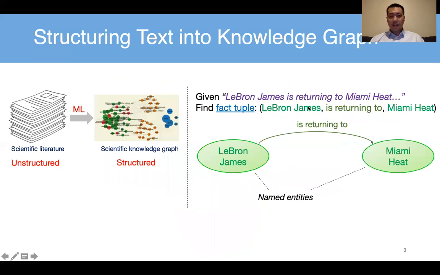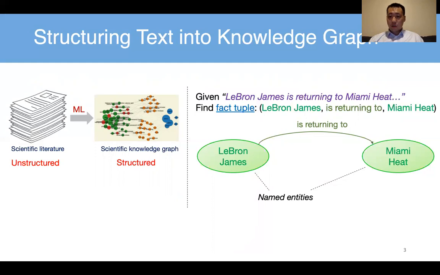so the goal here is to turn text data into knowledge graph. If we can use machine learning technologies to turn the unstructured scientific literature into scientific knowledge graph, we can do knowledge inference, we can do reasoning, we can do search, very efficient search, and we can generate novel hypotheses from the knowledge graph. So there are so many applications that could be enabled when we have the structured knowledge from the literature.